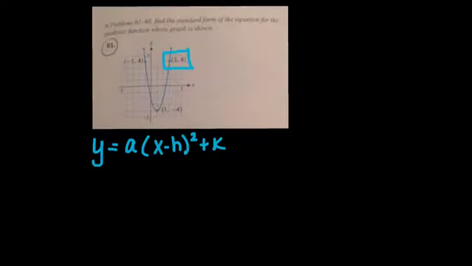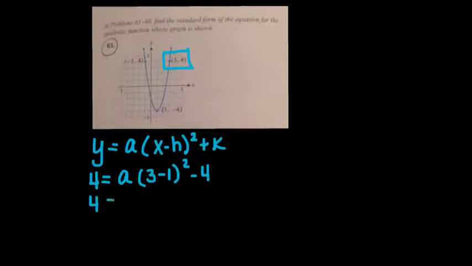So if I plug the 4 in for y, that gives me 4 equals a, which I need to find, times the quantity 3 minus the x-coordinate of the vertex, which is 1, squared, plus k, so that's plus a negative 4 or minus 4. And again, that minus 4 comes from the vertex. This is enough information then to solve for a.